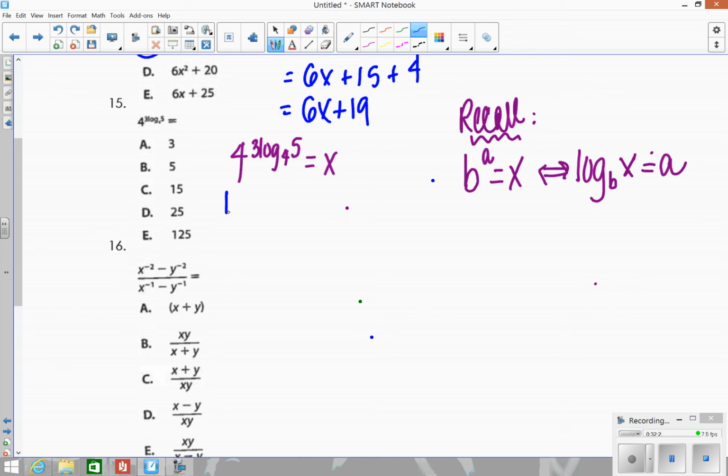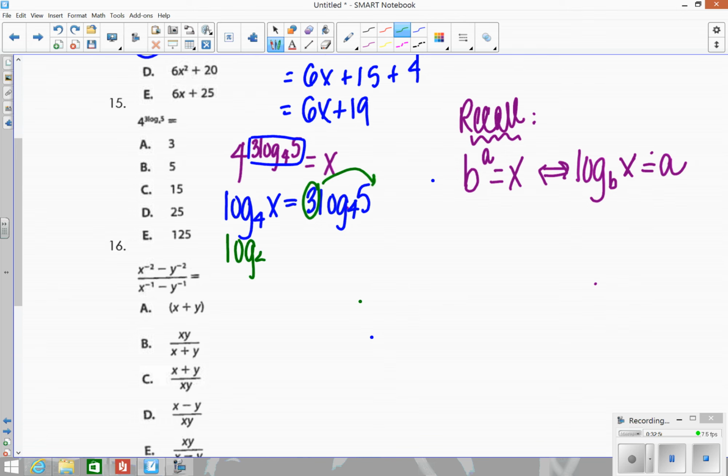So it's going to become log base b, so b is my base, of x equals the whole exponent. So the whole exponent here. So 3 times log base 4 of 5. And remember, whenever we have exponents or coefficients, they can become exponents. So they go either way. So I have log base 4, if I just carry this down, of x equals log base 4 of 5 to the third. So coefficients are exponents or vice versa.